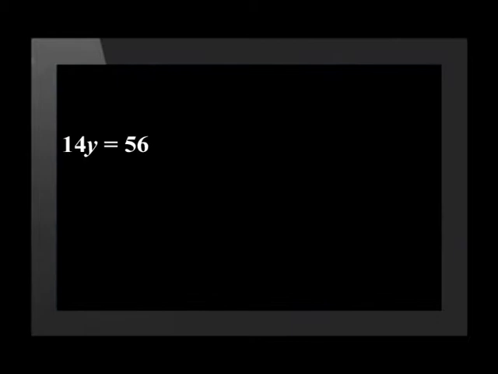Because 14 is multiplying the variable y, when it is moved to the other side, the operation changes to divide. 56 divided by 14 is 4. Therefore, y is equal to 4. I hope that by now you recall simple linear equations.